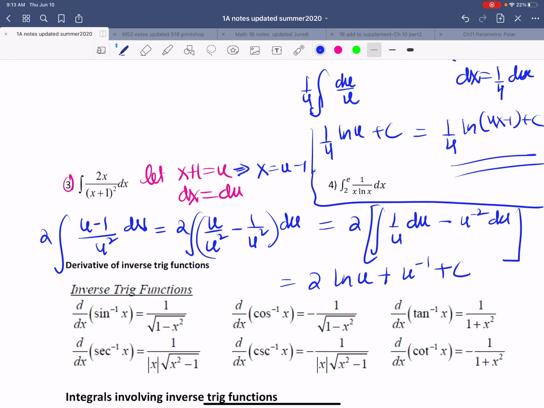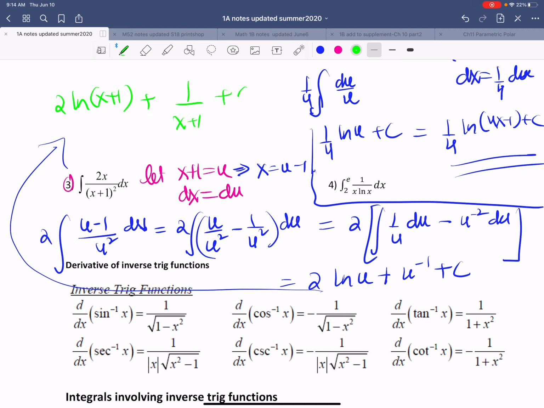One last step that's necessary is to go back and replace everything with the x's, like we had x in the beginning. So it would be 2 natural log of... okay, lack of space, I'm gonna write the final answer here. We have 2 natural log of u, which was x plus 1, plus 1 over x plus 1, plus a c, and that's it. That's the end product.